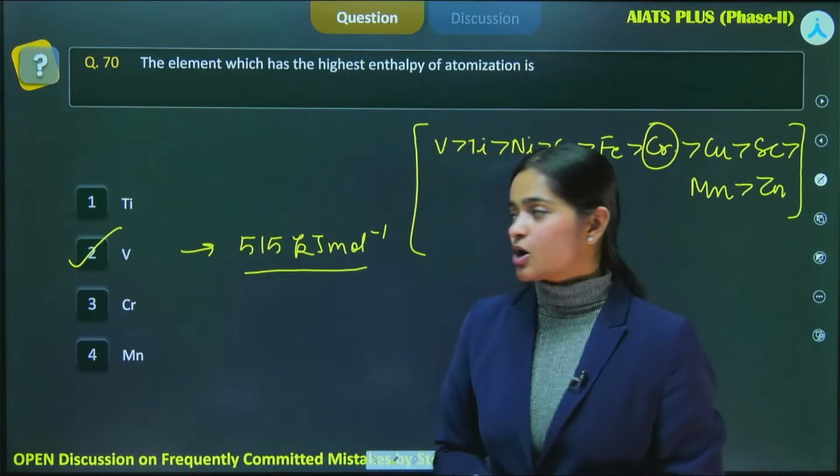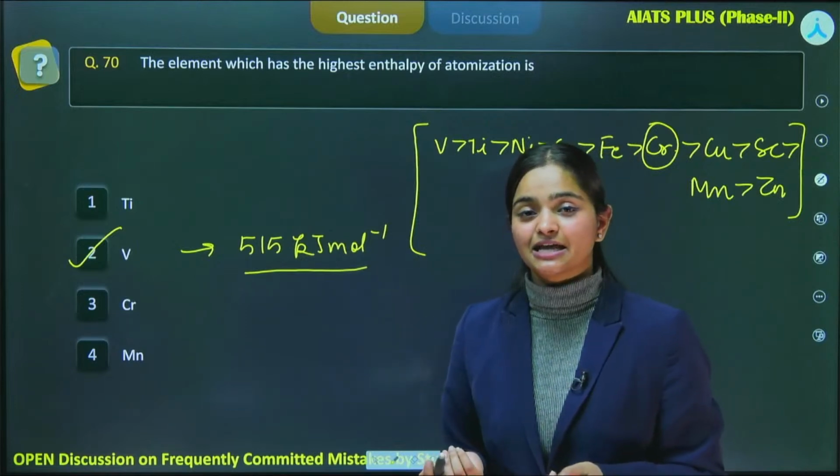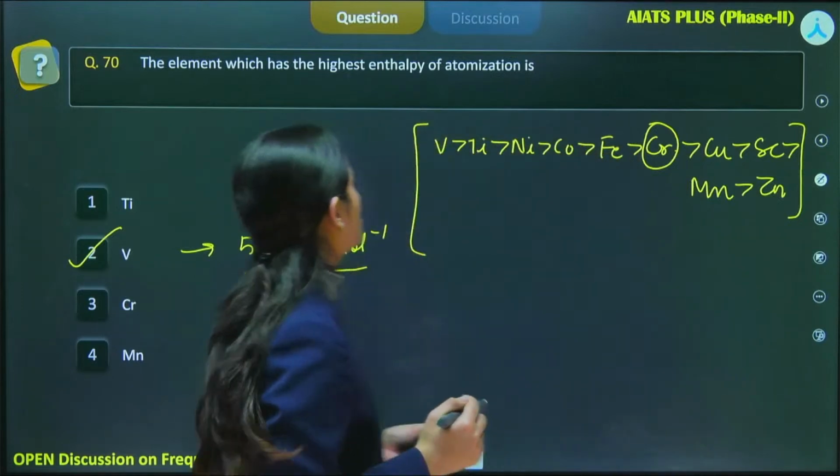I hope this is clear to all of you. That's why vanadium has the highest enthalpy of atomization. Now let's move on to the next question.